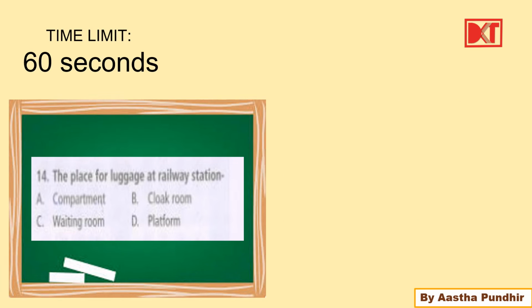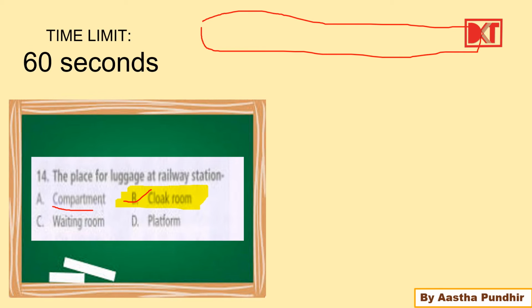Okay, so the next one: the place for luggage at railway station. A, compartment, B, cloakroom, C, waiting room, D, platform. Here the correct answer is cloakroom. Where luggage is kept, that place at the railway station is called the cloakroom. And the compartments, suppose this is the train, so these different compartments 1, 2, whatever numbering, we call them compartments.